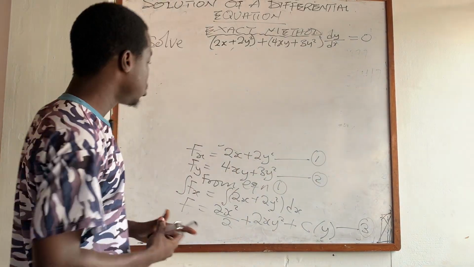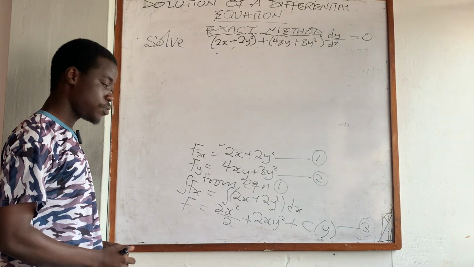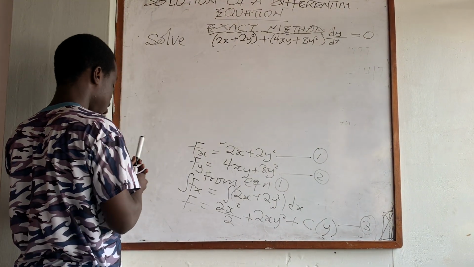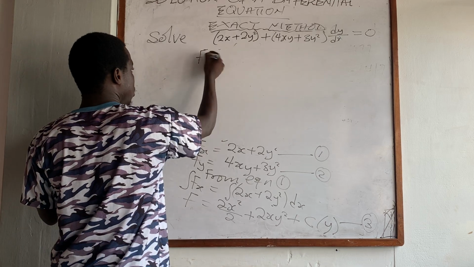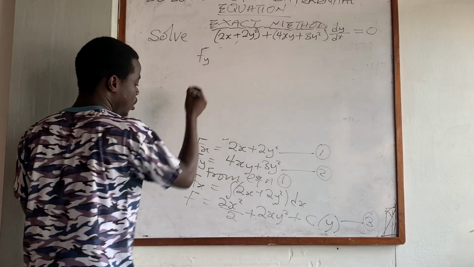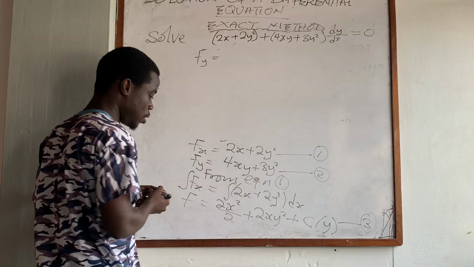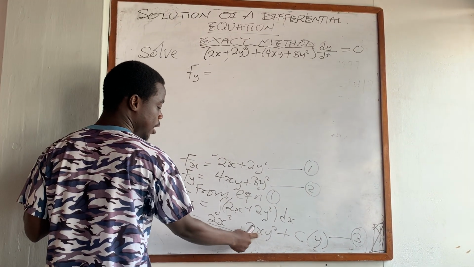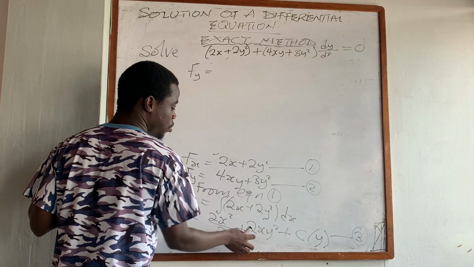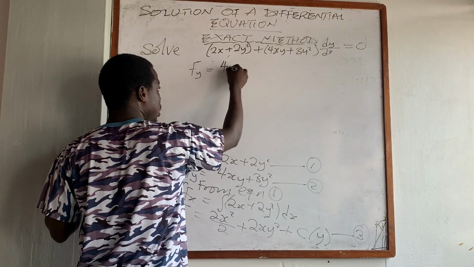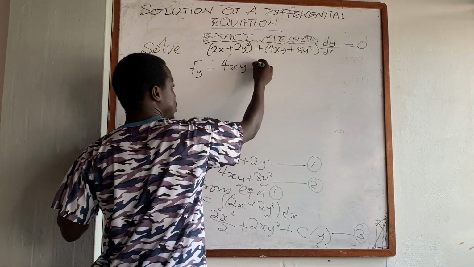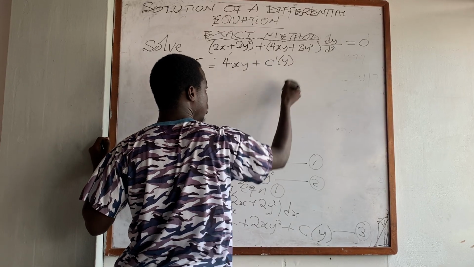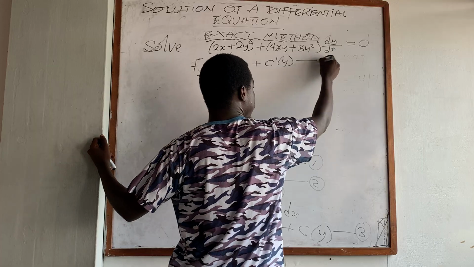All right. So let's differentiate equation 3 with respect to y. If I do that, I will get f with respect to y, and it should be equal to... Here there is no y, right? So this one will be off. Here there is y. So if I differentiate this one with respect to y, I will get 4xy plus, I am differentiating this with respect to y, so I will get c prime of y. This will give me equation 4.